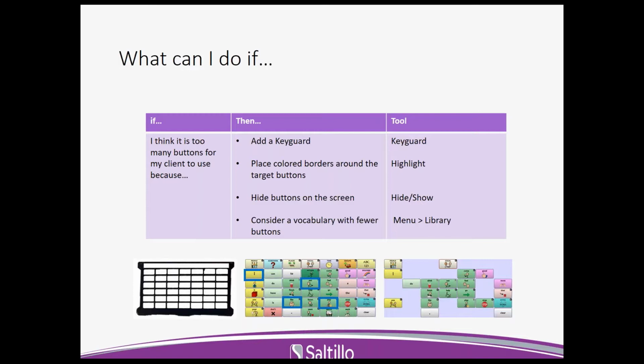We can place colored borders around target buttons, so as we're introducing those vocabulary words, we can really draw attention to them by highlighting them with a border, and so it keys them in to find those words. We can hide buttons on the screen. Just know that hiding buttons is a page-by-page process, so hiding on certain pages does not carry over to another page per se. So we can hide to, again, slowly introduce. We definitely want to bring those words back as soon as possible so they have access to learn the different vocabulary. And then if that's still a struggle for your user, consider using a vocabulary file with fewer buttons and see if that helps.